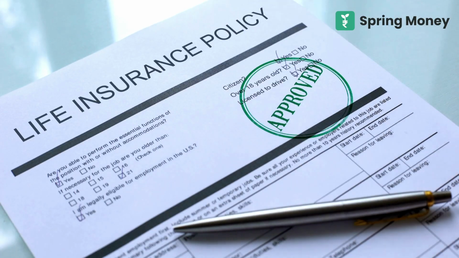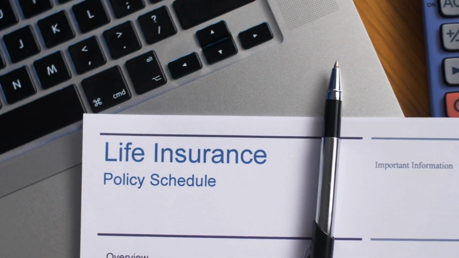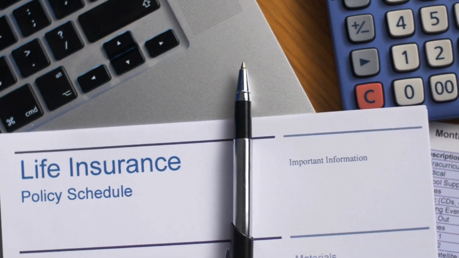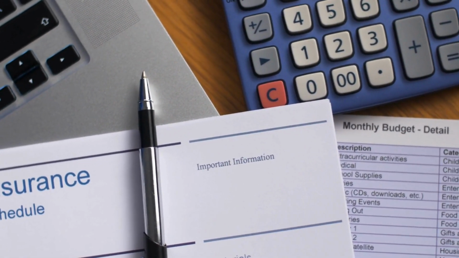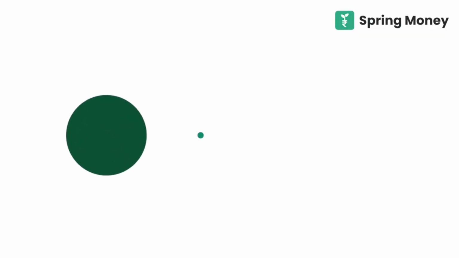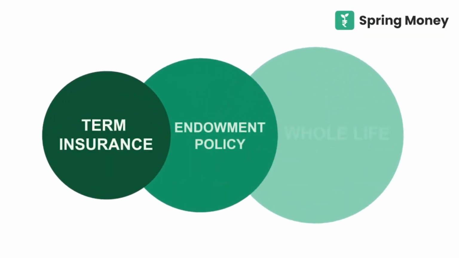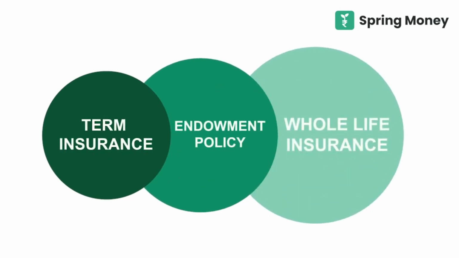Life insurance is a product in which your family or nominee will get a certain amount of money that was part of your contract with the life insurance company. This amount is called sum assured in technical terms. In this video, we will understand more about various aspects of life insurance. A life insurance policy can be of three types: a term insurance, an endowment policy, and whole life insurance. Let's see what these mean.